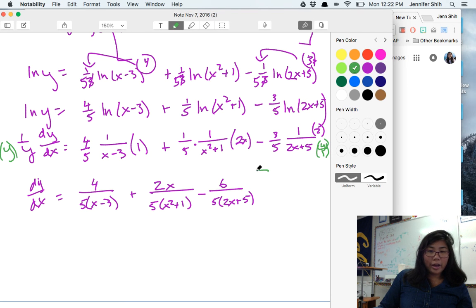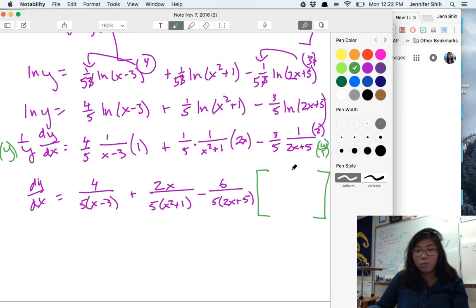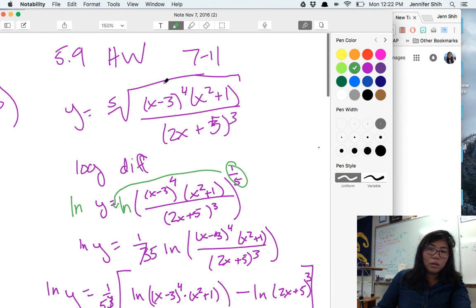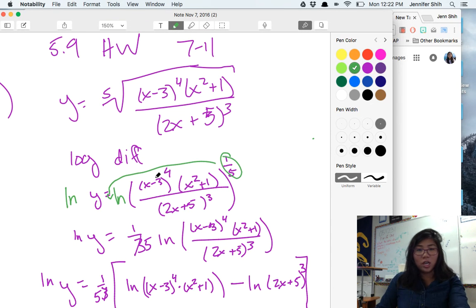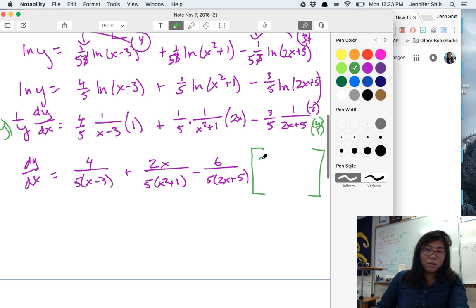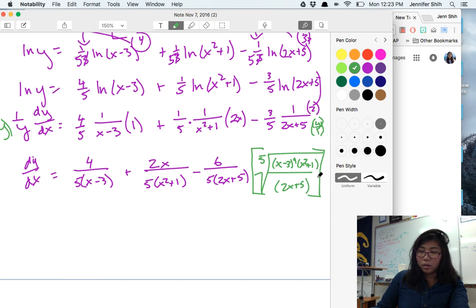Instead of y, I'm just going to write in what y is. You have to go back to the very beginning of the problem. All of this is y. So you take this big chunk, this structure, and plug it back in here: x minus 3 to the 4th, times x squared plus 1, over 2x plus 5 to the 3rd power. Okay? So this whole answer is your derivative.